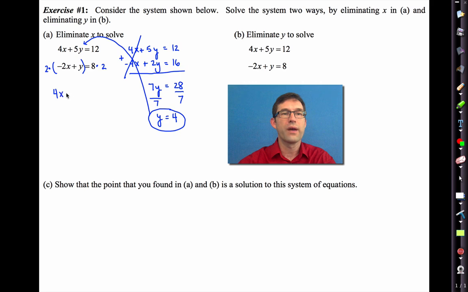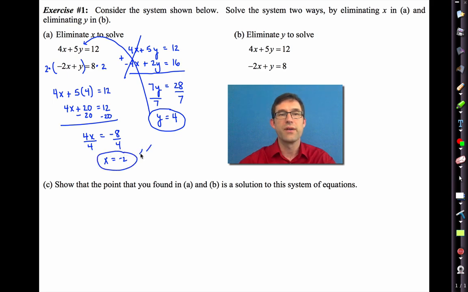And I'll get 4x plus 5 times 4 is equal to 12. 4x plus 20 is equal to 12. And now we've just got a very typical linear equation solving. 4x is equal to negative 8. Divide both sides by 4, and x is equal to negative 2. So there's our solution, right? Negative 2 comma 4.